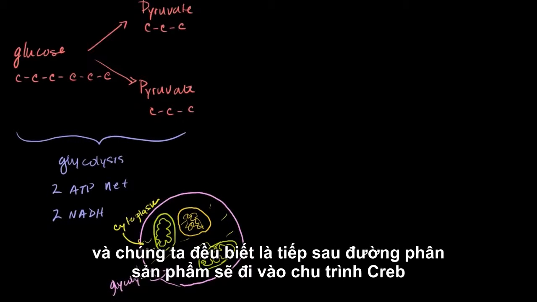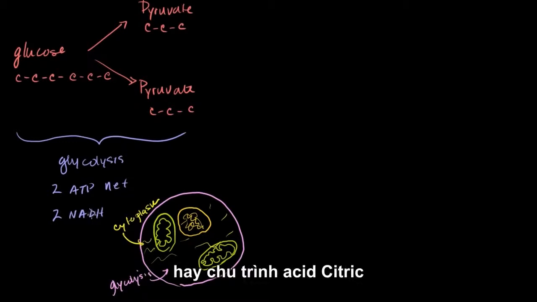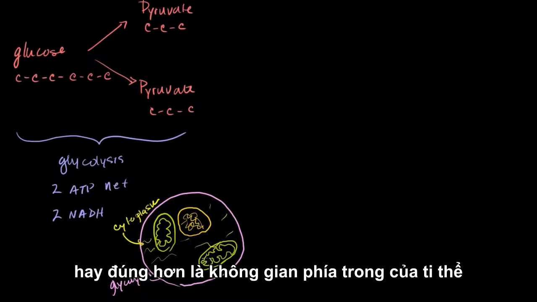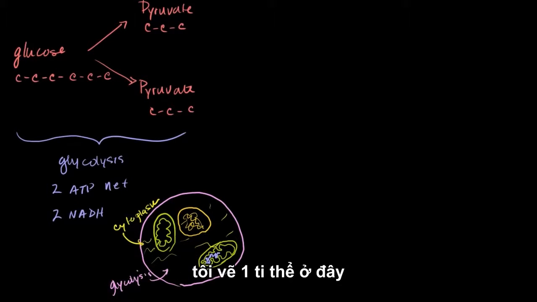Now, in the overview video, we know what the next step is. It's the Kreb cycle, or the citric acid cycle. And that actually takes place in the inner space of these mitochondria. Let me draw it a little bit bigger. Let me draw a mitochondria here.